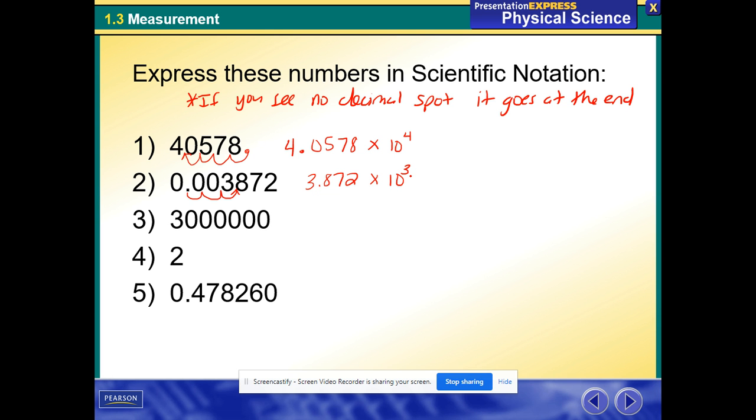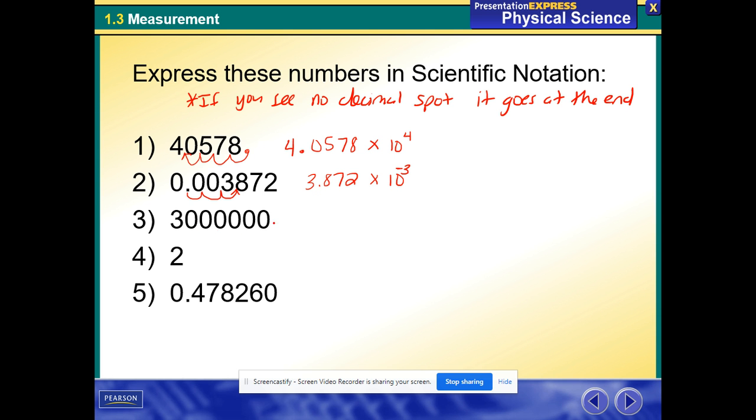How do I know if this is positive or negative? Well, you're going to look at the number you have. If this number is bigger than 1, that's going to stay positive, but it's not. 0.003872 is less than 1, so this is actually going to be a negative 3.